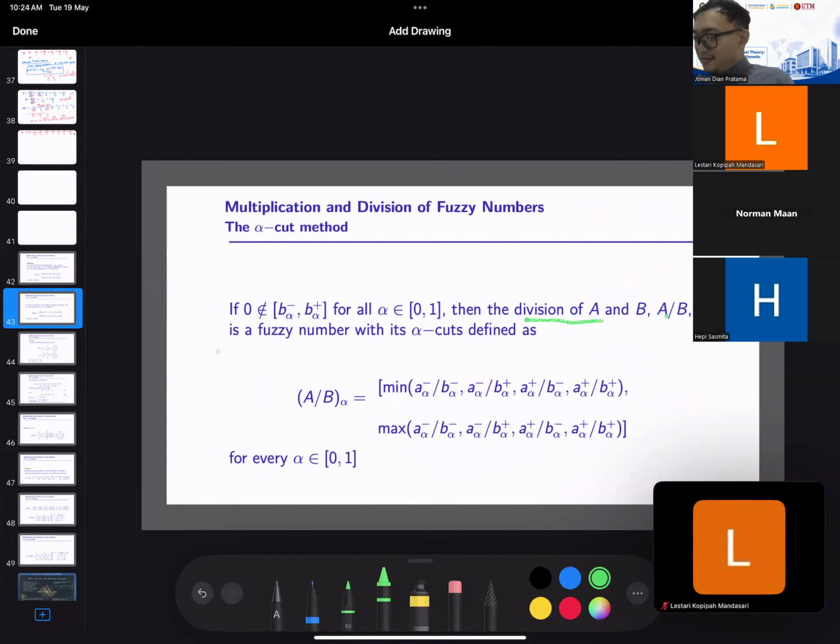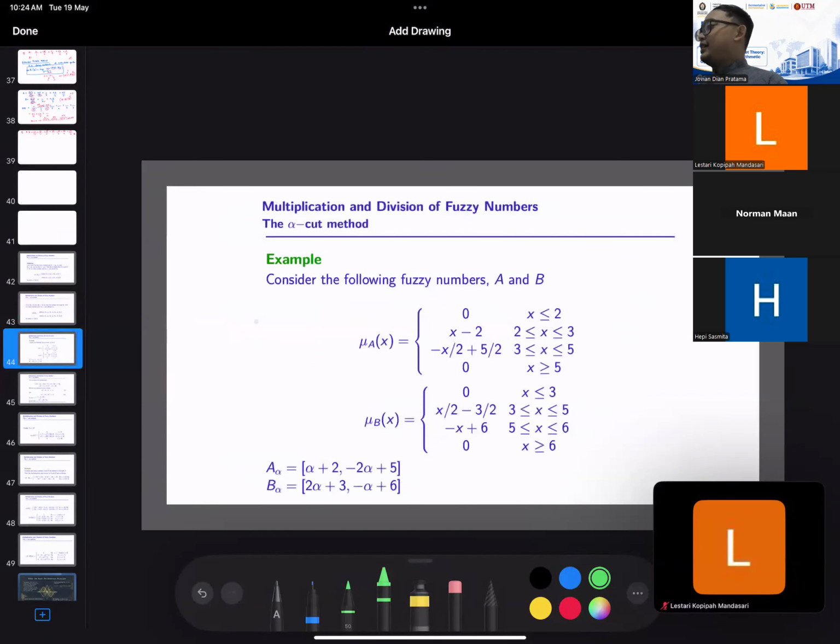So this one is a reminder: for the division of A and B, A divided by B, you must make sure 0 is not in B here, okay? Otherwise, the division operation is not defined, or is undefined. So you need to consider checking that before you do the operations, okay?